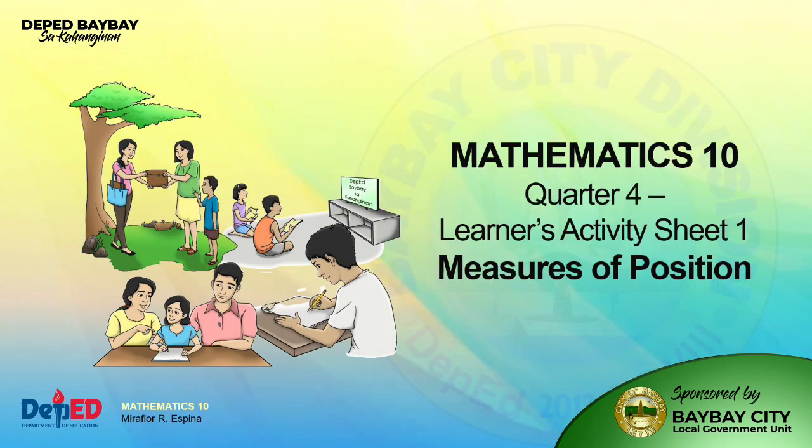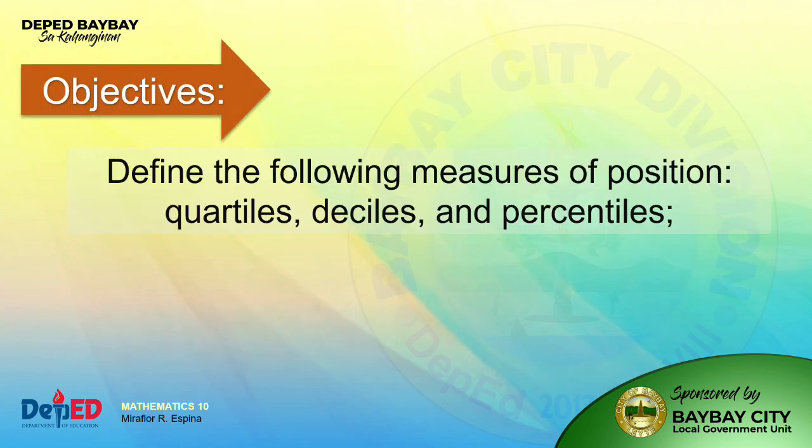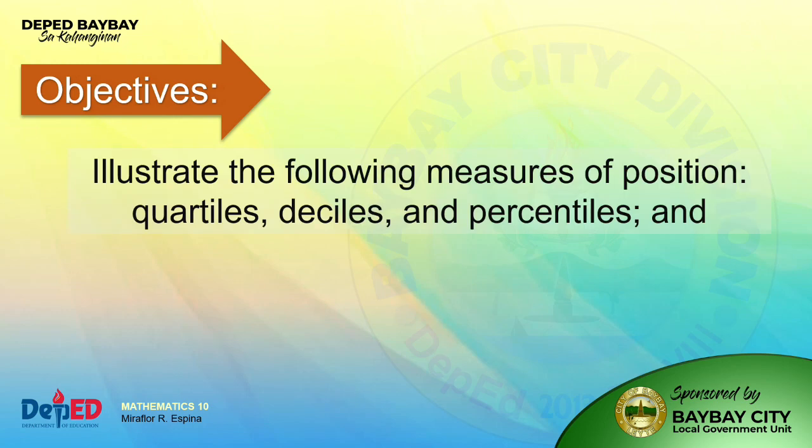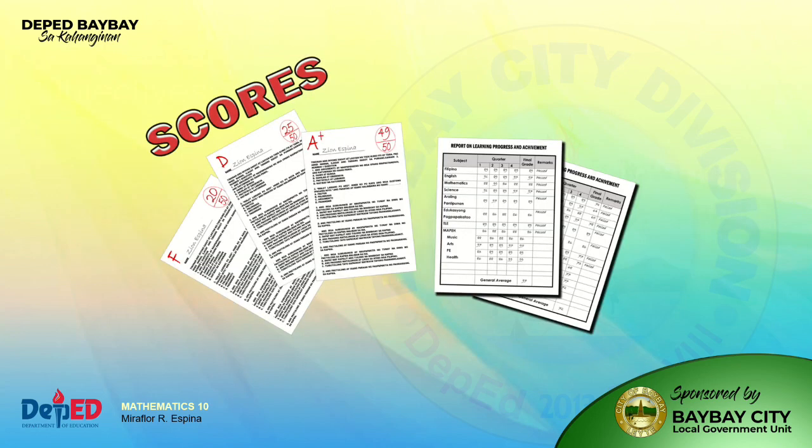Today, we will learn together about measures of position. Our target for this lesson is for you to define the following measures of position: quartiles, deciles, and percentiles. Illustrate the following measures of position: quartiles, deciles, and percentiles. And express the significance of the following measures of position: quartiles, deciles, and percentiles.